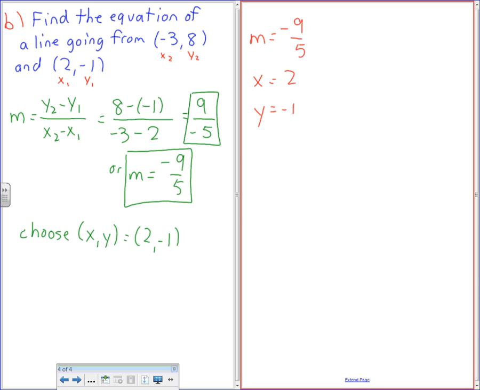Right? Okay, Nick, what's the standard equation of a line, please? Good. Can you sub the numbers in, please? y equals -9 over 5 times 2 plus b. Very good. So you see what he did there? He just plugged in the x, the y, the m, and he's going to solve for b.